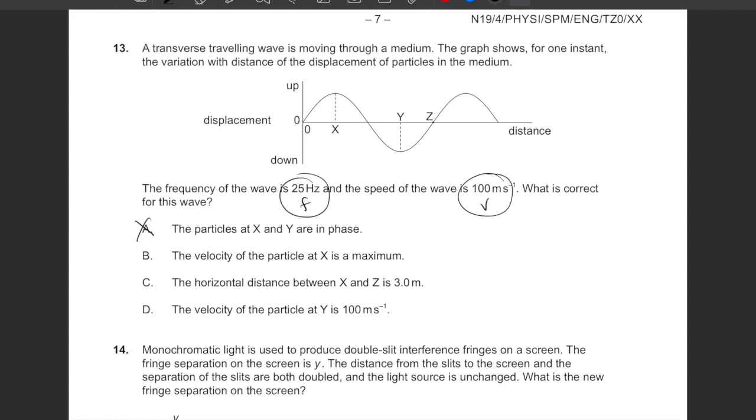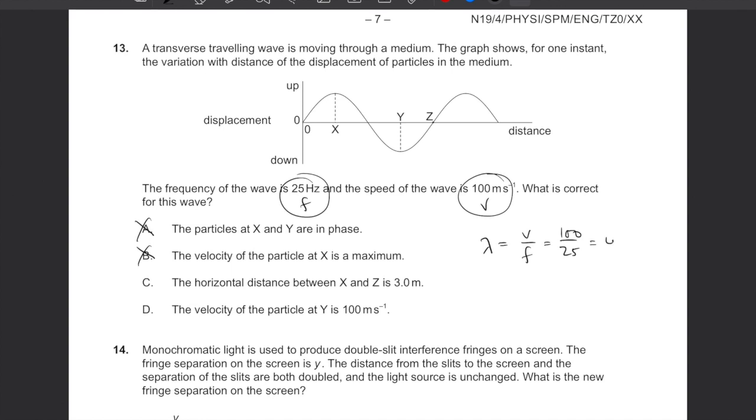The velocity of the particle at X is definitely not a maximum, it's 0, because the particle at X is performing simple harmonic motion going up and down, so it's going to have 0 speed at X. What about the horizontal distance between X and Z? Well, let's try and work out the wavelength, and we do that by the wave equation, v over f, 100 over 25, and that's 4 meters.